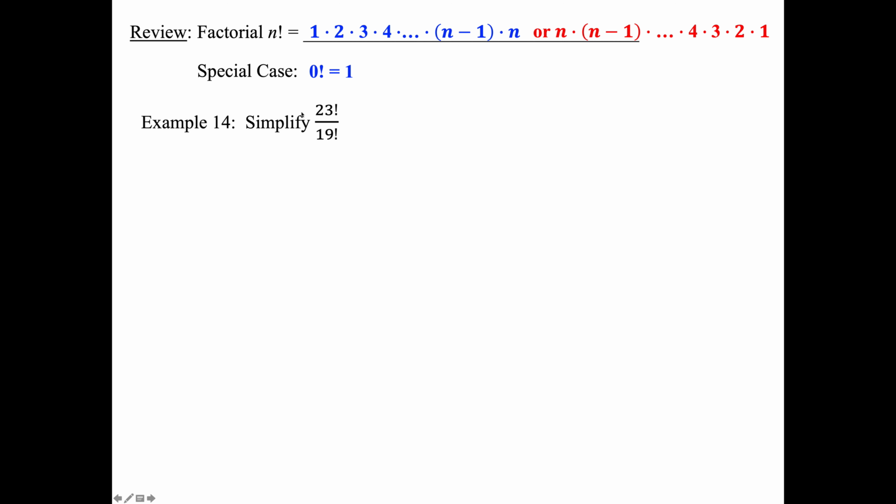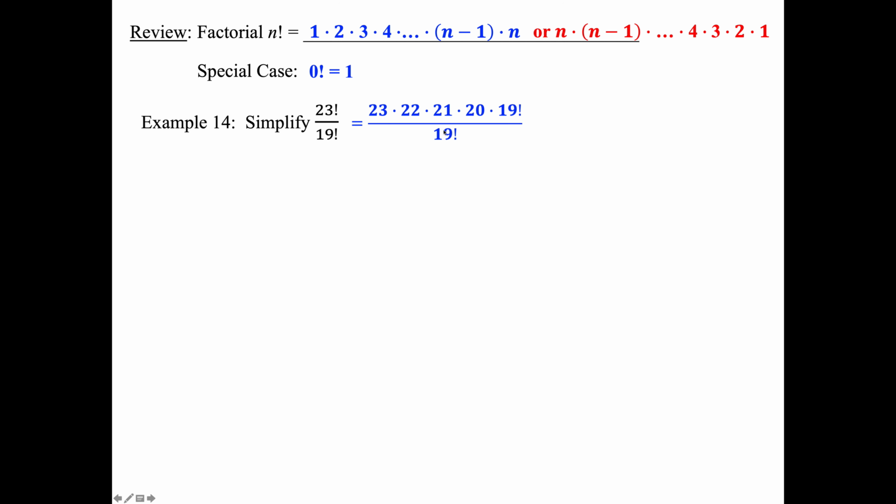If you wanted to simplify factorials, we want to use this concept here of counting backwards to simplify. And what I mean by that is you start with the biggest number to the factorial. It's 23, and I want to count backwards until I hit 19 on the top. So 23 times 22 times 21 times 20 times 19. Stop! Put the factorial there.